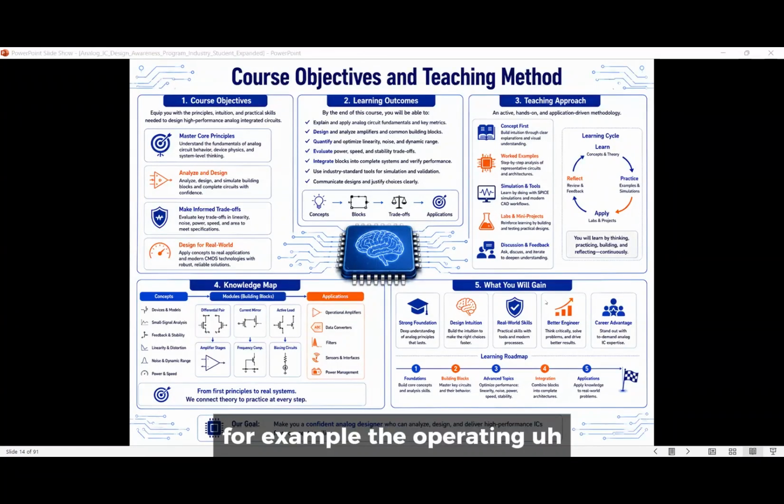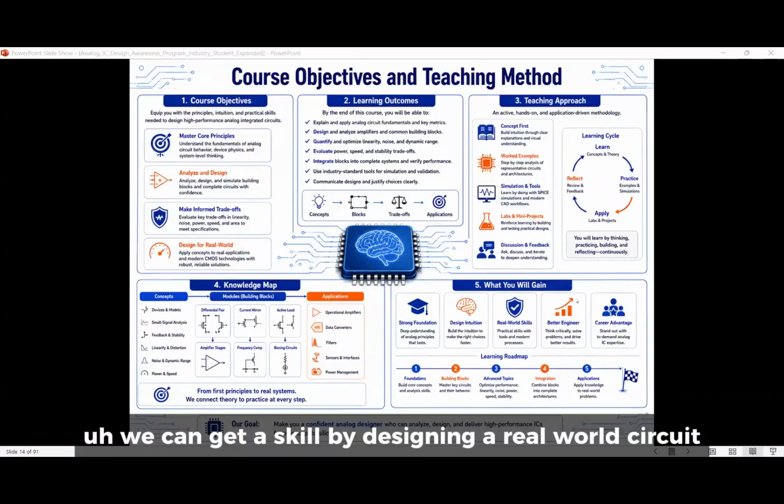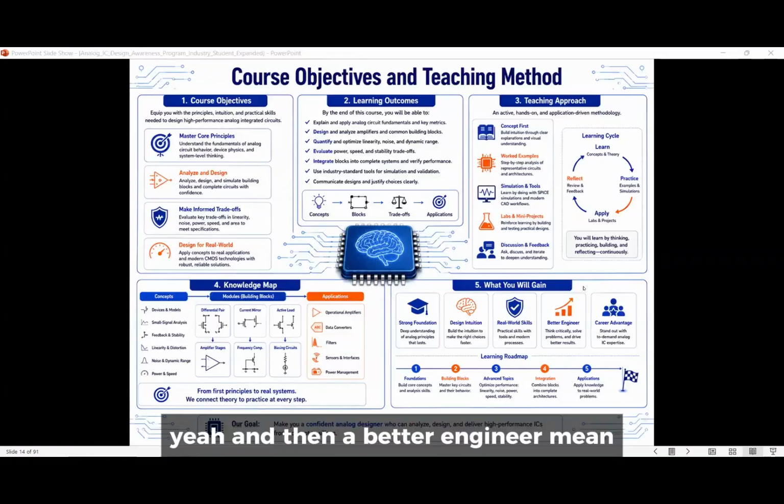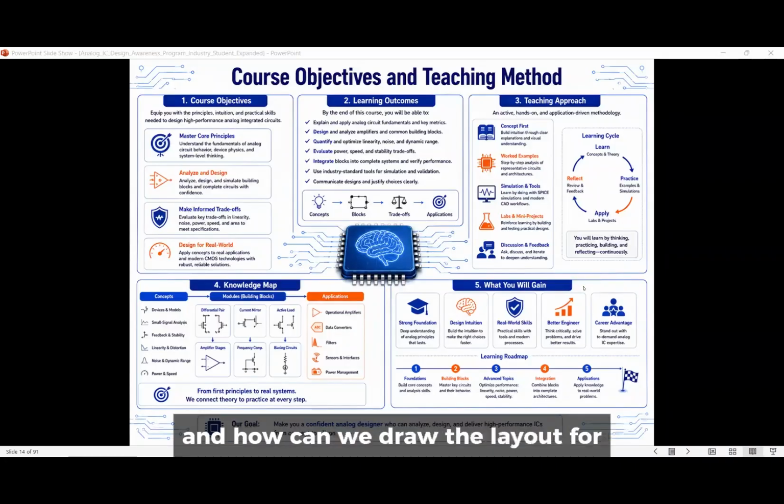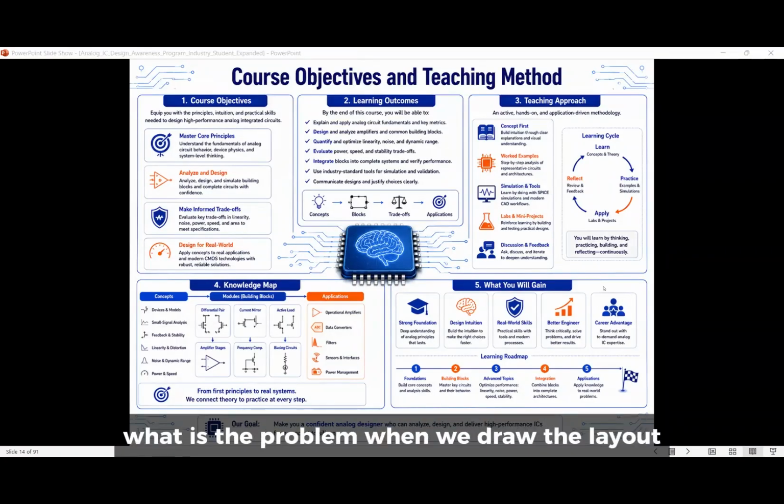For example, an operational amplifier or even an LDO or some voltage converter. Later we can get skills by designing a real world circuit. And then a better engineer means we get sufficient experience, because we can study how to tune the circuit and why we can get optimized results from our tuning, right? And how can we draw the layout for each design? What is the problem when we draw the layout?